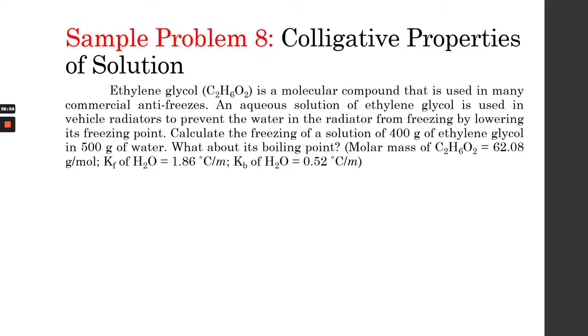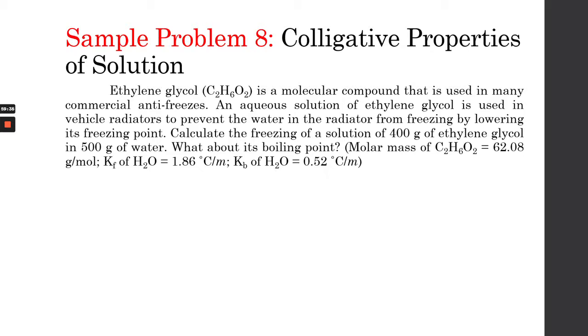Next, let's go straight to our last topic, which is the colligative properties of solution. If you guys remember, the colligative properties are properties of a solution, most of the time liquid, specifically vapor pressure, freezing point, boiling point, and osmotic pressure. They change depending on how much, or the number of, your solutes in your solution. So in this case, let's have this sample problem and try to solve for the two things that we have focused on, the boiling point and the freezing point.